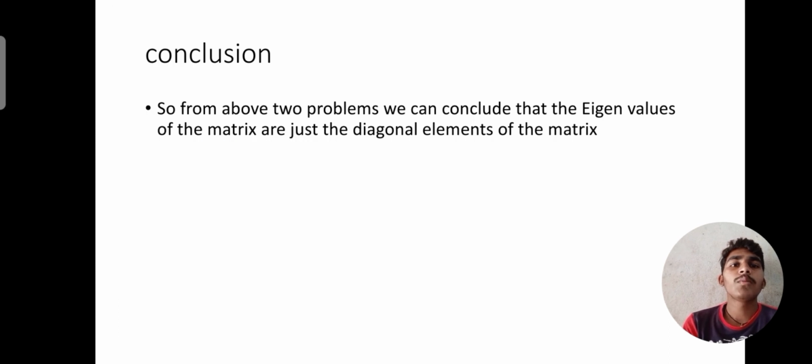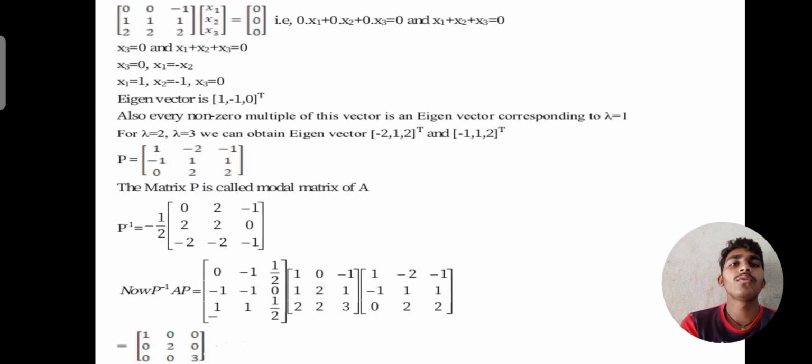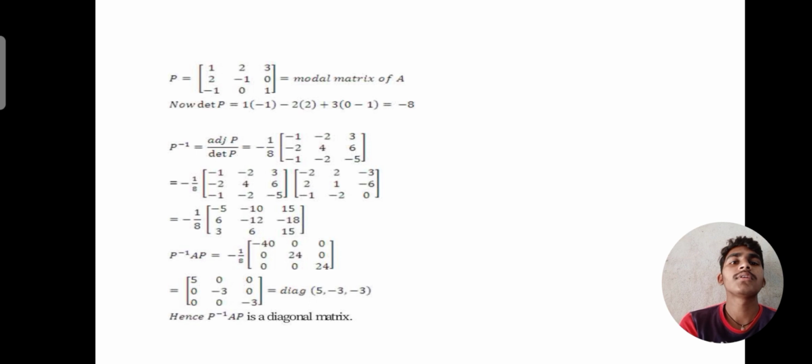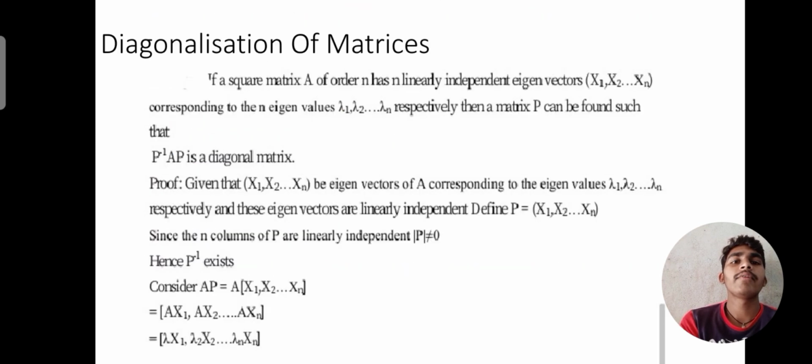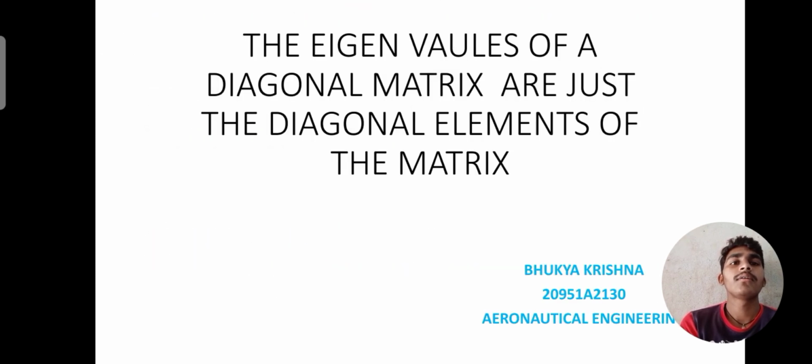So from the above two problems we can conclude that the eigenvalues of the matrix are just the diagonal elements of the diagonal matrix. We can conclude this from the two examples. This is about how the eigenvalues of the diagonal matrix are just the diagonal elements of the matrix.